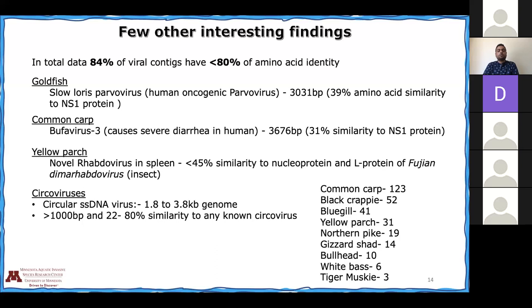We all know that sarcoviruses have a genome from 1.8 to 3.8 kb. So our criteria was to select only those sequences with more than 1,000 base pairs. We found that our samples have 22 to 80% amino acid similarity to any known sarcoviruses. On the right hand side, you can see the common carp has more abundant sarcoviruses.